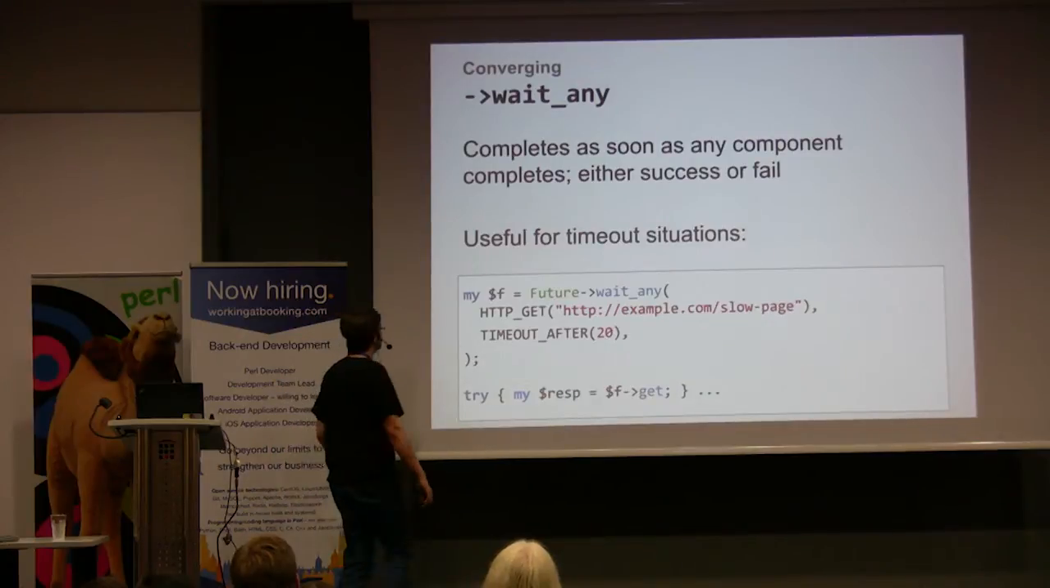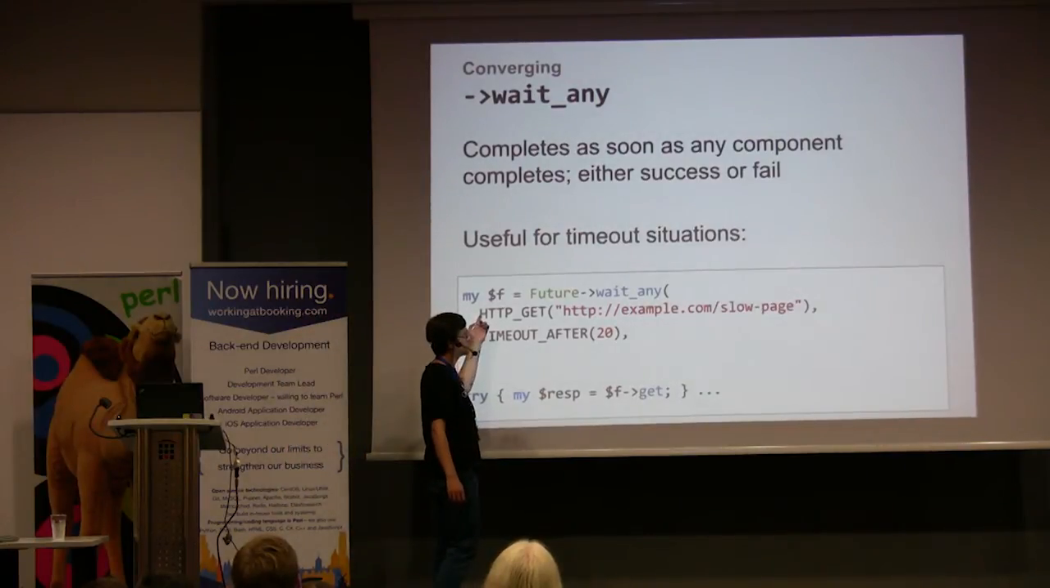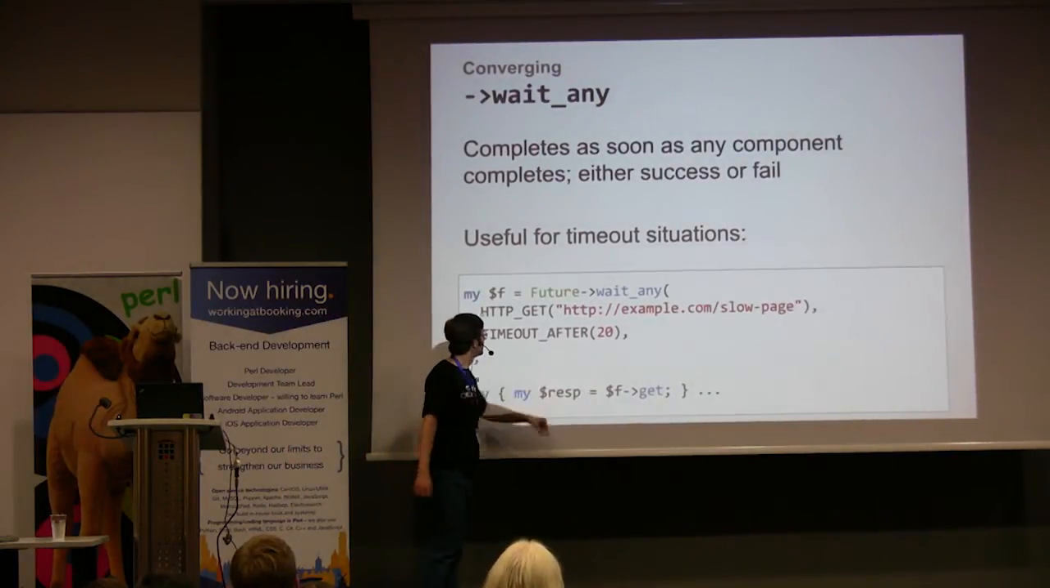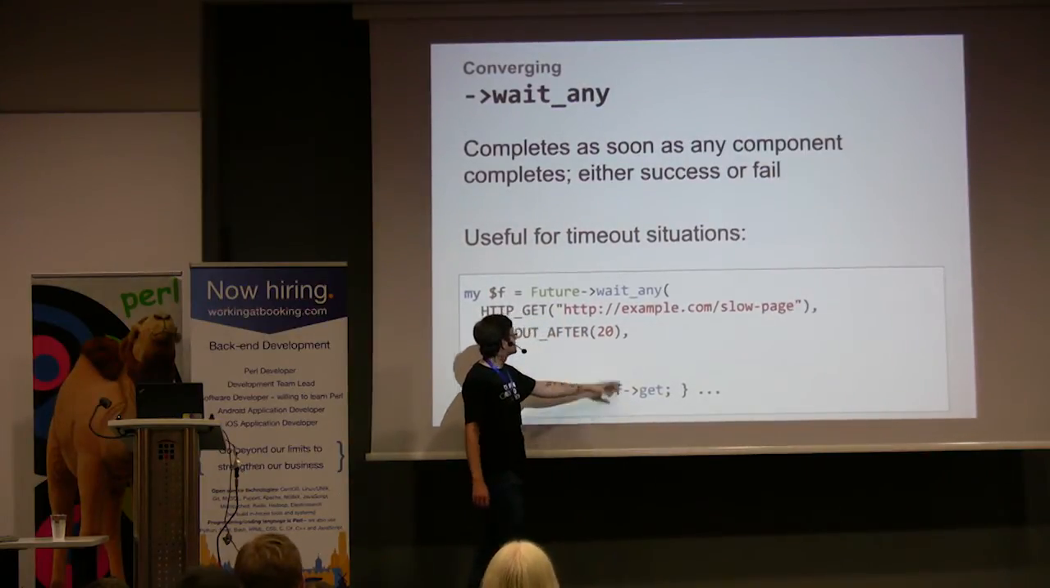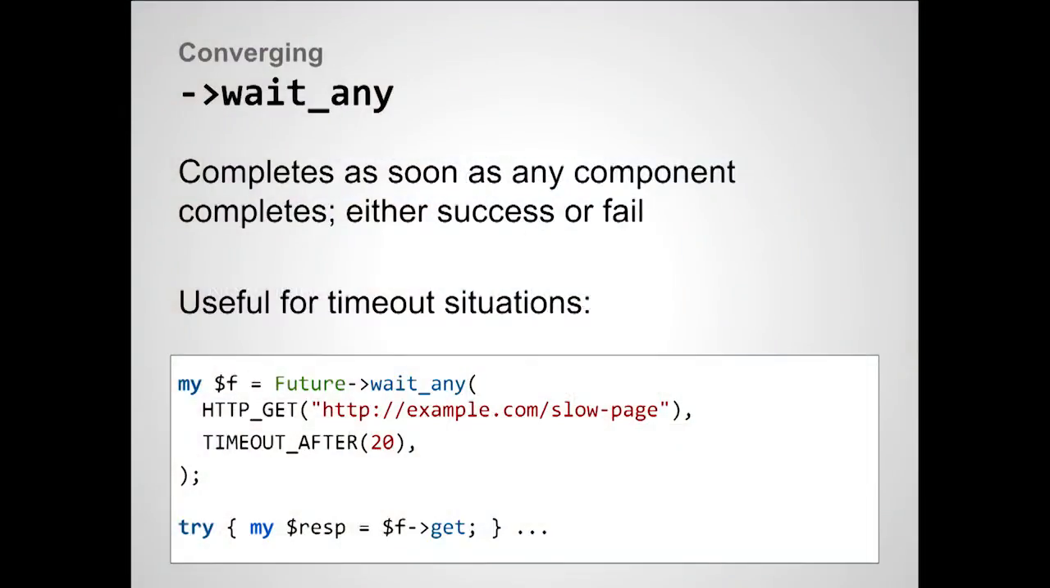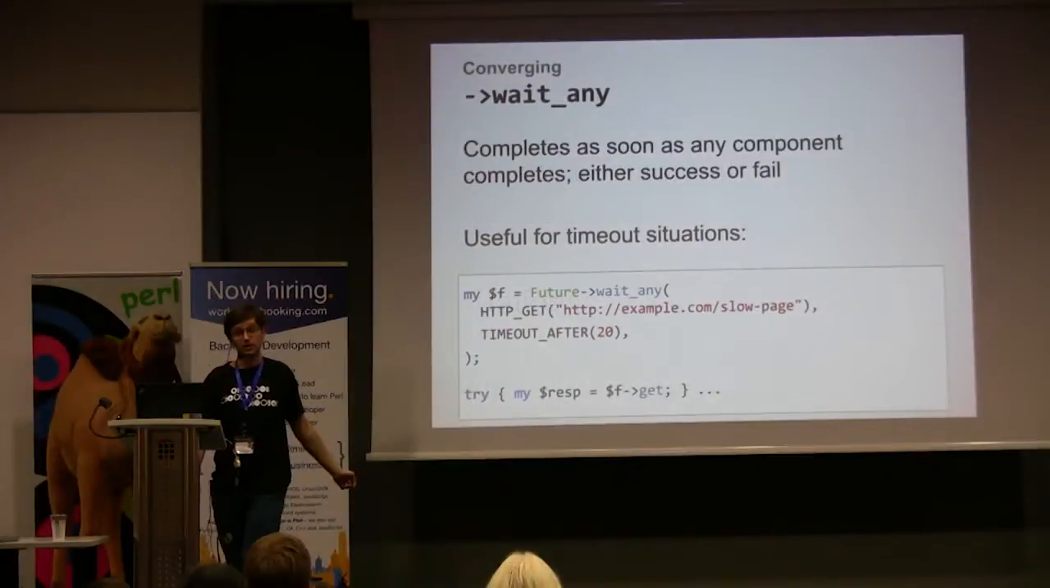So now it's just a race. Who's going to win? Maybe the page will return first and succeed, at which point this will succeed. Maybe the timeout will happen, at which point this fails, the whole thing fails. Whichever one is ready first, the other one gets cancelled. So suddenly, we have the automatic ability to add timeouts to any function at all. Turns out that's really useful.